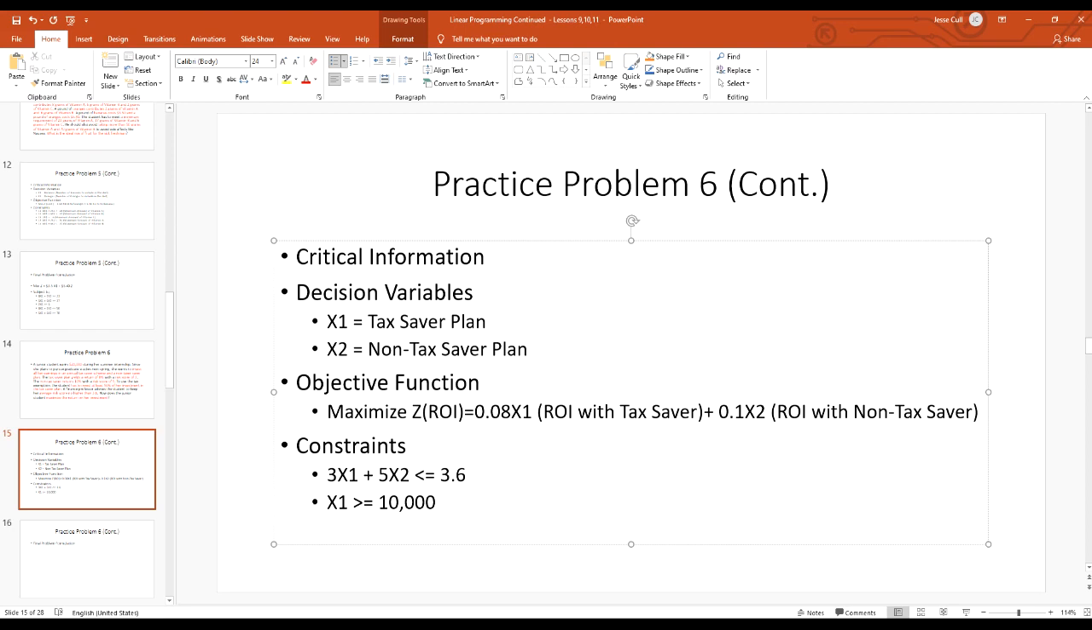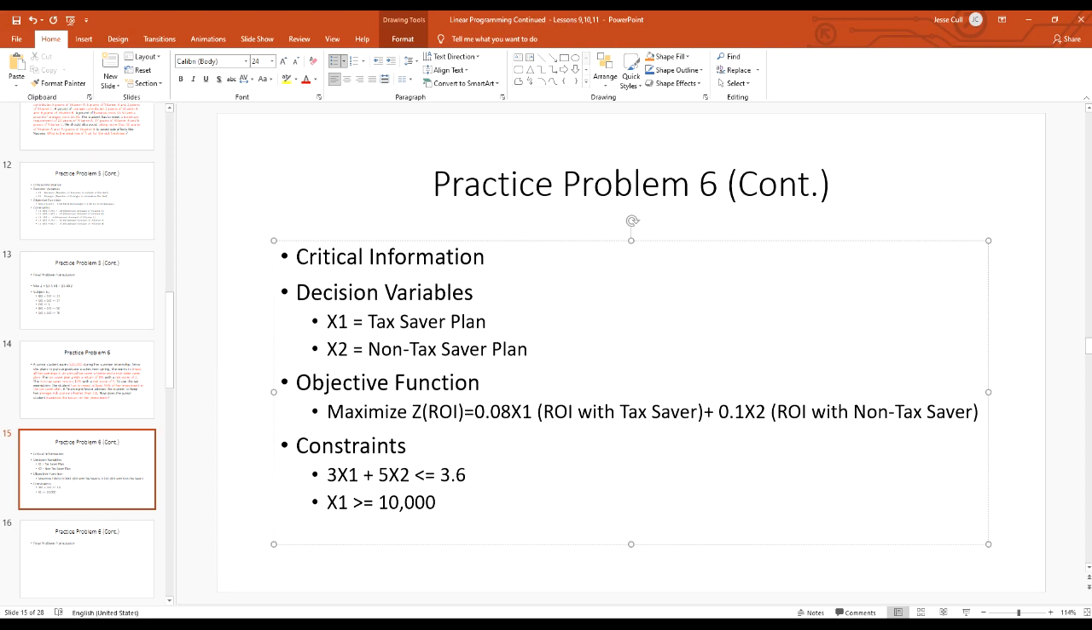Again, a lot of this forces you to use your brain and think about how to represent natural language mathematically. In this situation, we know 20,000 is being invested. We know 50% of 20,000 is 10,000. So x1 very simply must be greater than or equal to 10,000. So this is all of our critical information collected in one place.